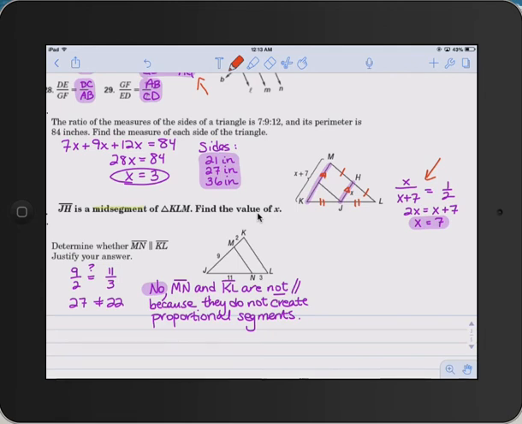However long x is, you'd have to double it to get x plus 7. So you actually could also set this up as x plus 7 is equal to 2 times x, and then subtract the x, so 7 equals x. That might be easier, but whichever way you like.